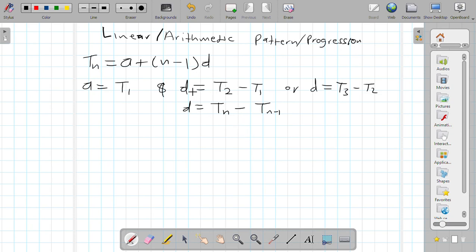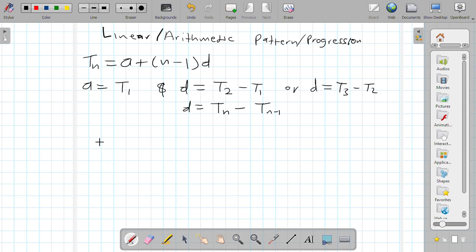This is what you use to test whether the pattern you are working with is linear or arithmetic. If the pattern is linear or arithmetic, the value of your difference must be constant, meaning term number 2 minus term 1 must be the same as term number 3 minus term 2, or in general Tn minus Tn minus 1. Can you see that?